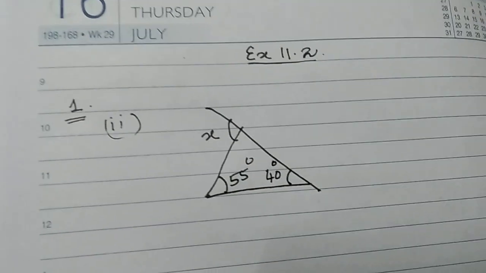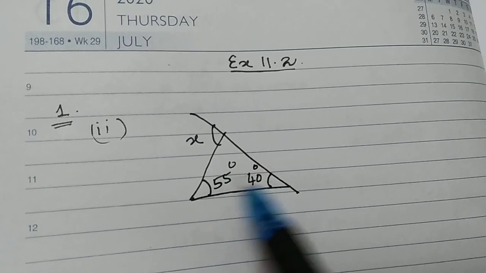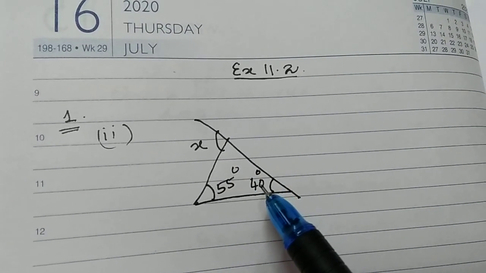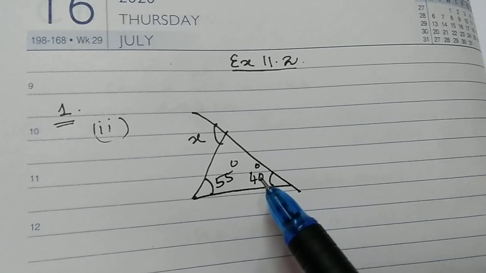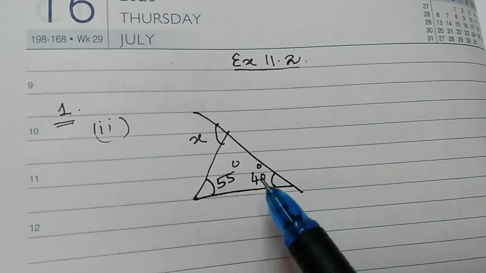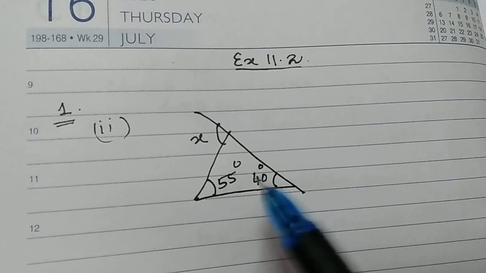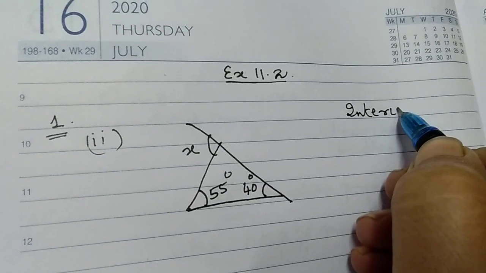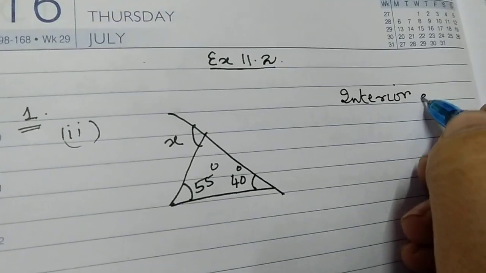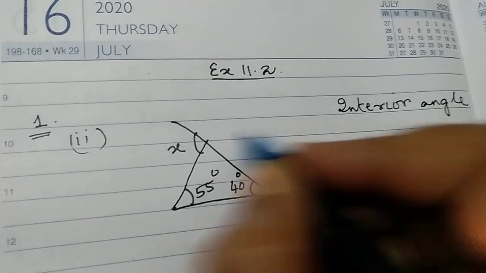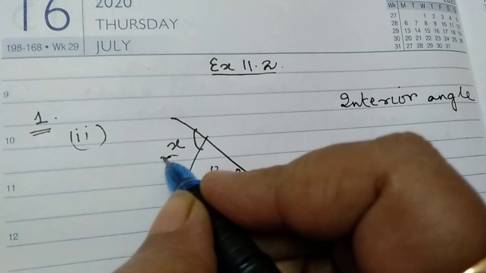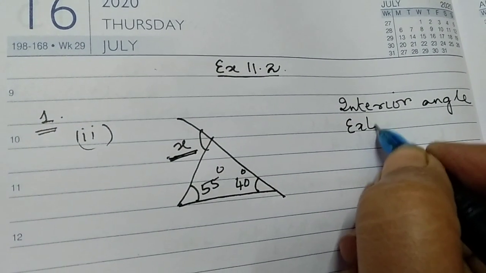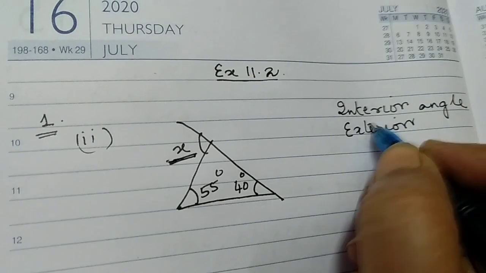Now, girls, remember always that any angle which lies in the interior of the triangle, like 55 degree and 40 degree, where are these angles placed? These angles are placed inside the triangle, so these angles are called interior angles. And look at this angle which is marked as X. This angle is placed outside the triangle, so this angle is called exterior angle.